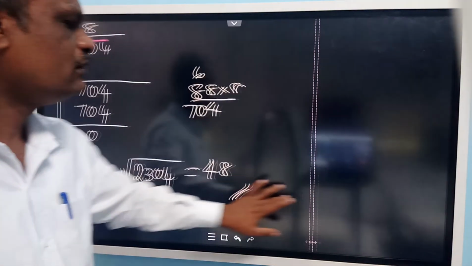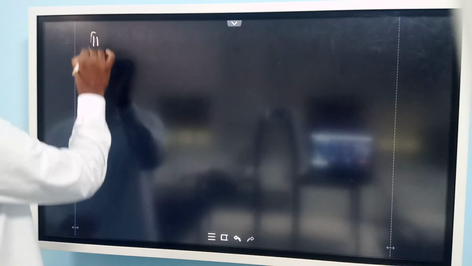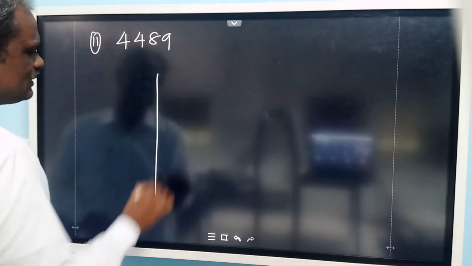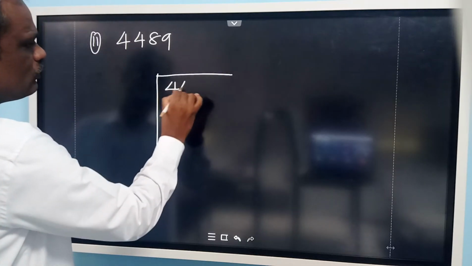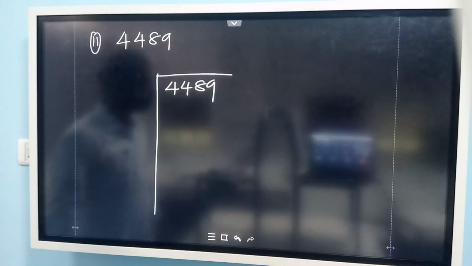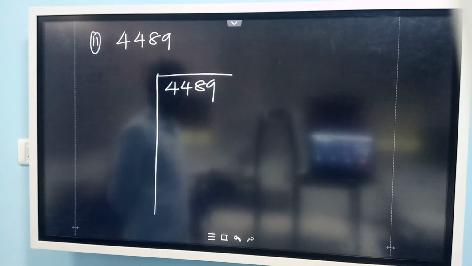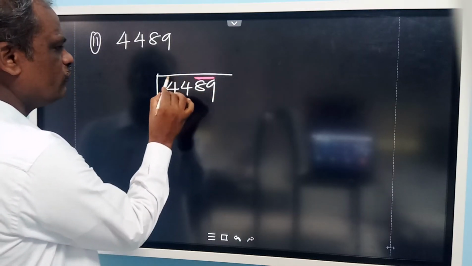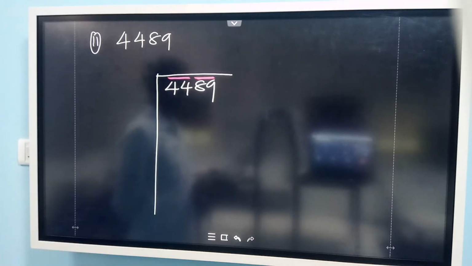Second question. Let us do that. 4489. So you write like this between these two lines. Group the digits now. Two digits, one group.